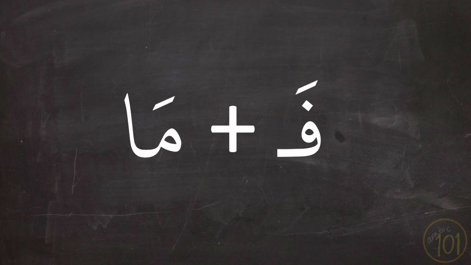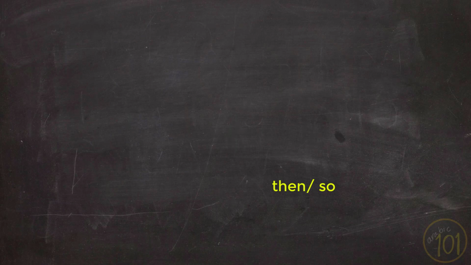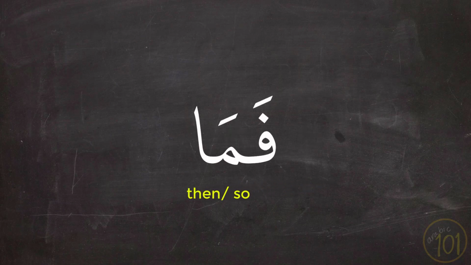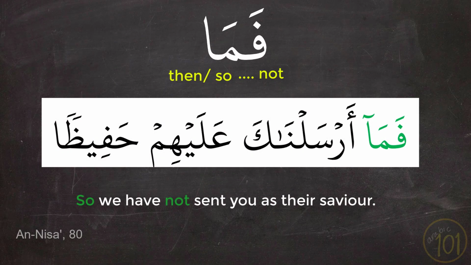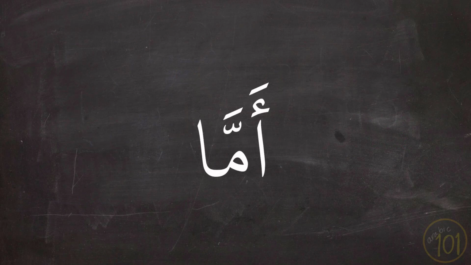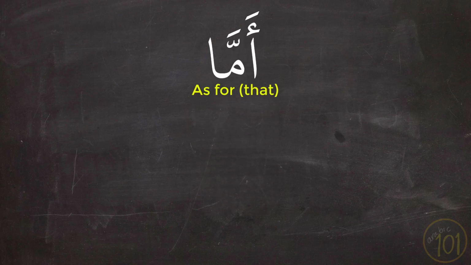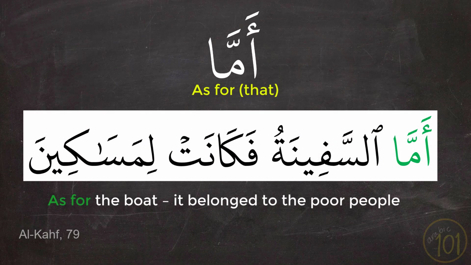Next is the only exception that we have in this list, and that is the addition of fa to ma. Fa means then. When we add them together, this is the only time when ma does not mean a relative pronoun of which or that, but it would mean not. So fama means so not, like in this example. فما أرسلناك عليهم حفيظا. Next is the word أما, and it means as for, and we see it used in this example.